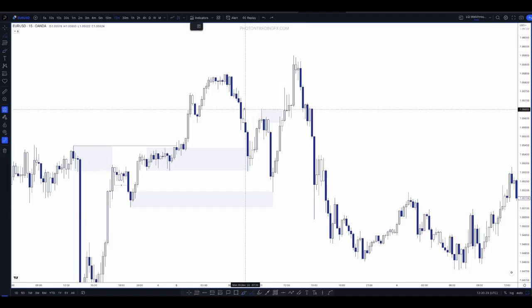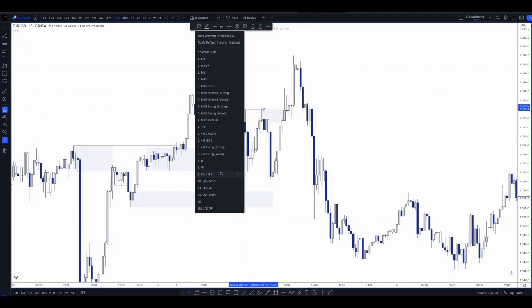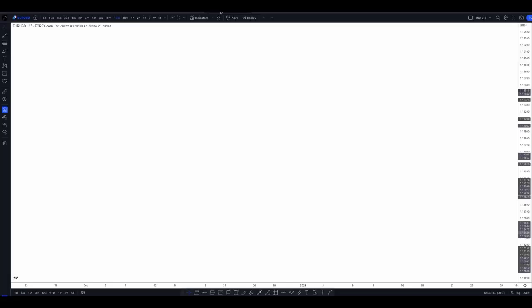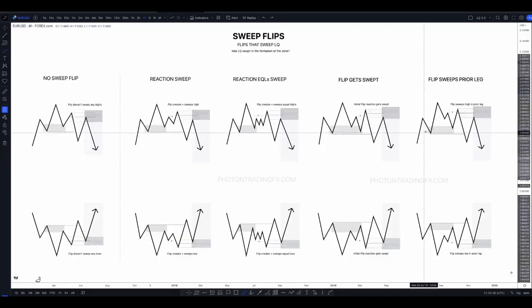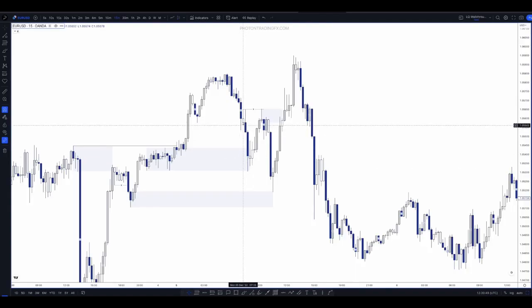So this is an example to show you of this one here, where it sweeps, right? We react from demand, we come up and sweep a high in the previous leg, right? We never actually put in the true high, and then we come down, okay? So that would be that example where the flip sweeps the prior leg, all right, here, and we come up and do that. So that was a nice example of that.